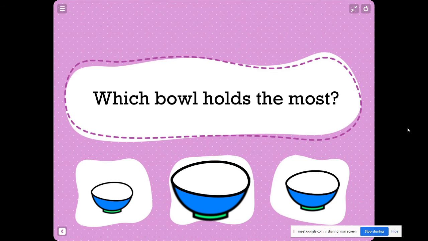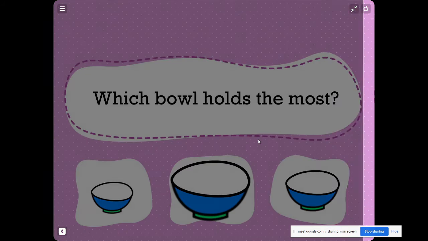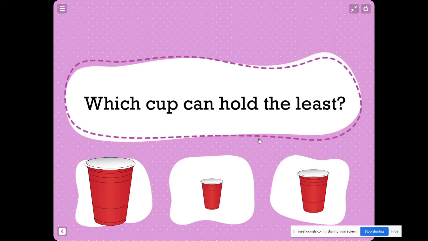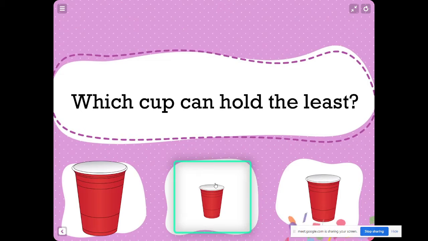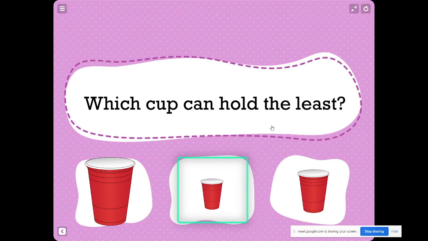Bowl B. When you say most, it means it has what? What do you mean by most? Many. Yes, B. It's B. Correct. Which cup can hold the least? B again. Yes.